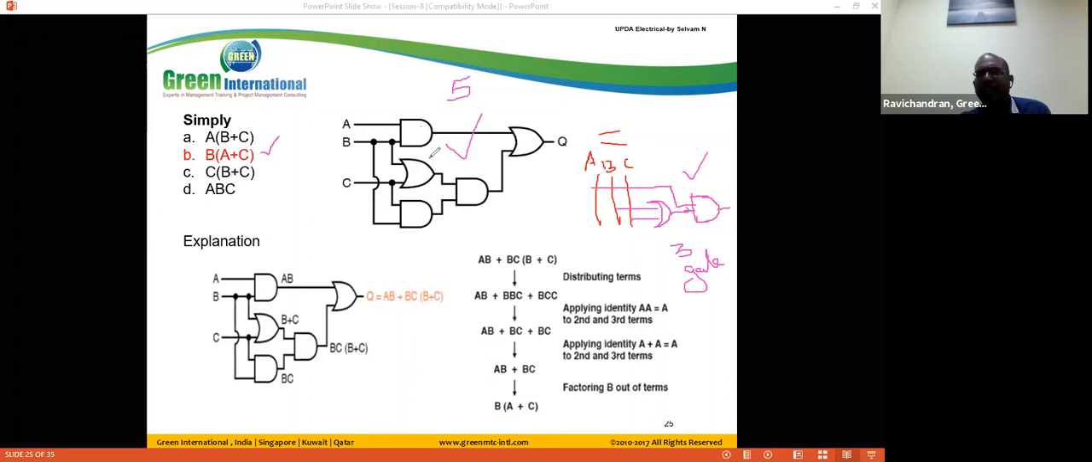Assume that if we are using 5 gates, each gate having a delay time of 1 nanosecond, the entire 5 circuits delay gives 5 nanoseconds. If we simplify the circuit, we can reduce 2 nanoseconds. So that's why we go for the simplification.